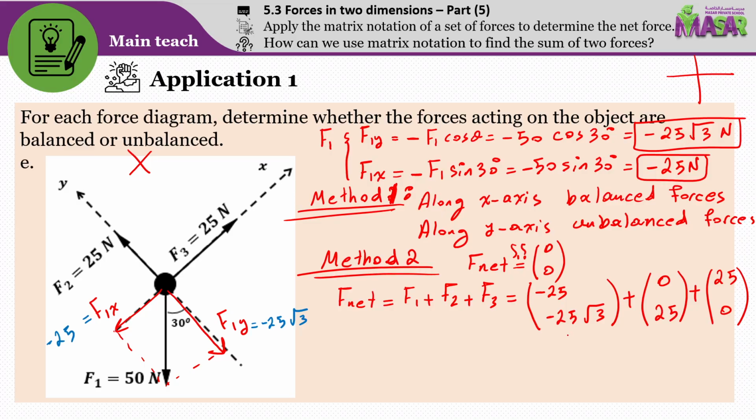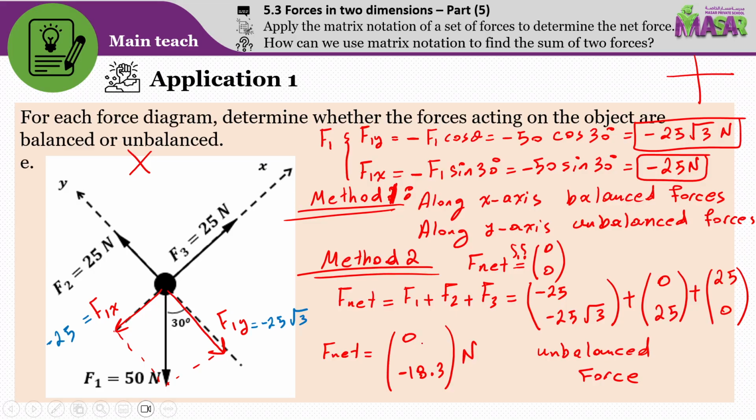So let's add the things together to find the F net. It's obvious that the F net is 0 along the horizontal, but it's not 0 along the vertical, or let's say along the y-axis. So minus 25 radical 3 plus 25, and the F net here is minus 18.3 Newton, which means unbalanced forces. To be more specific, it's unbalanced along the vertical and balanced along the horizontal.